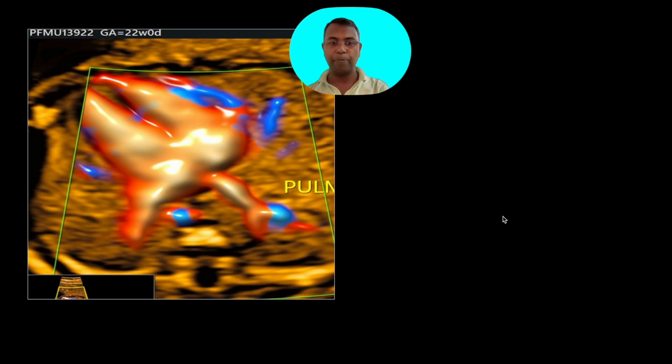The pulmonary veins, here you can see both the inferior pulmonary veins draining right into the left atrium.